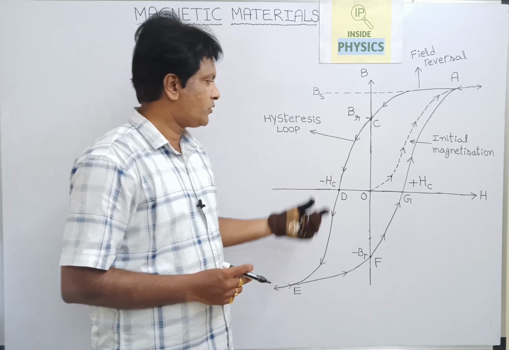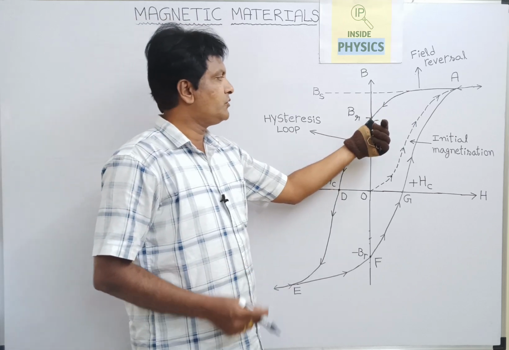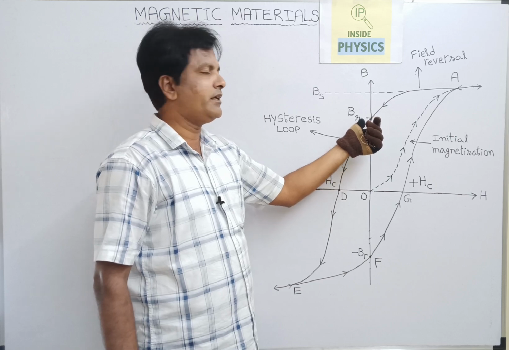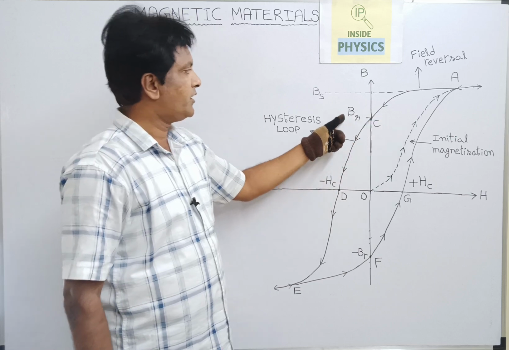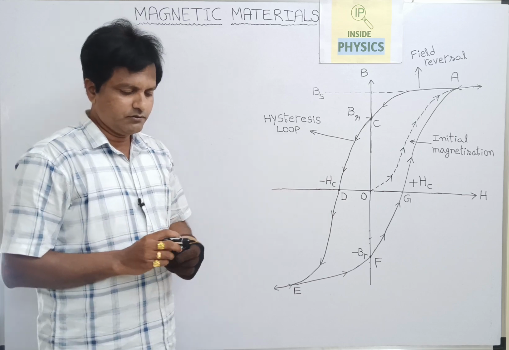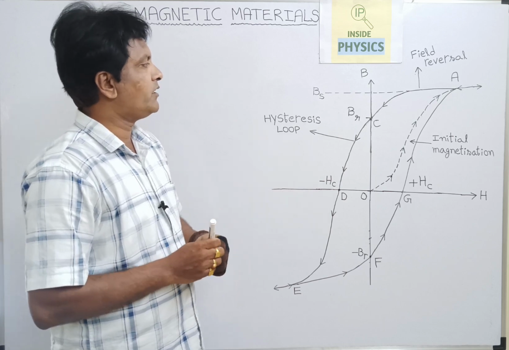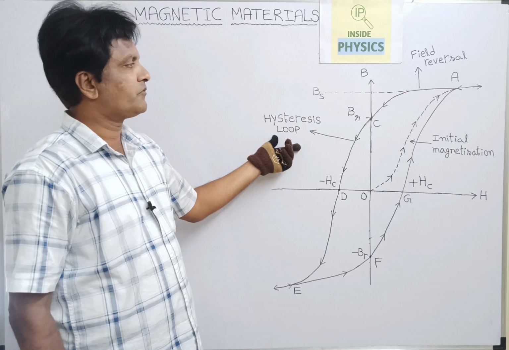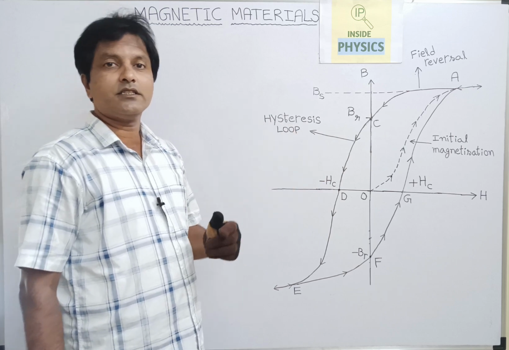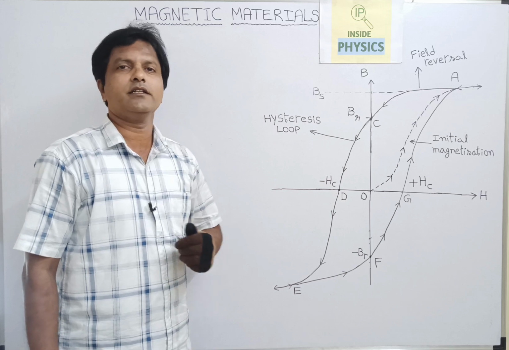What is meant by coercivity? And here I used the words retentive magnetization or remanence magnetization. So retentivity and coercivity are the two terms we need to understand when studying the hysteresis loop. Hysteresis mainly represents the history of the magnetization.